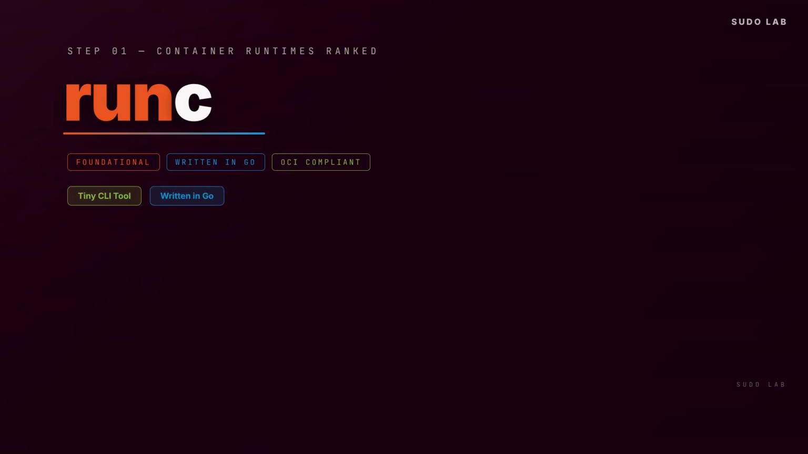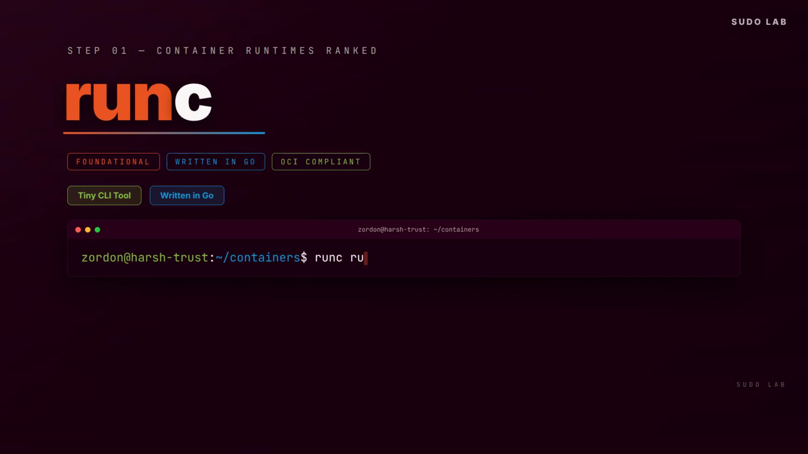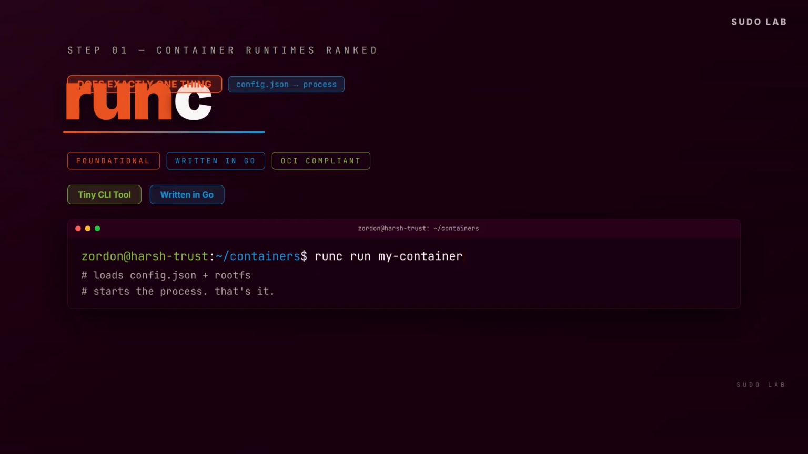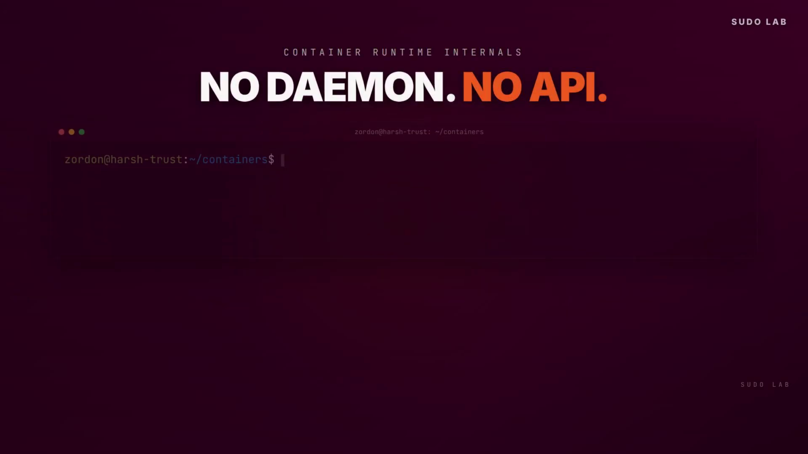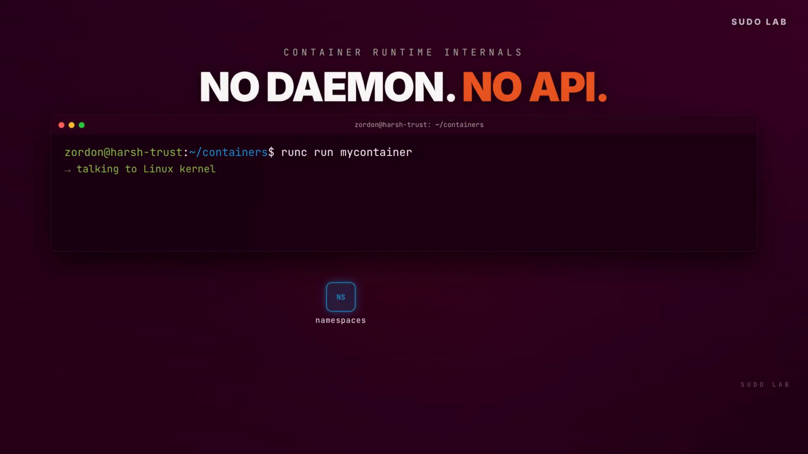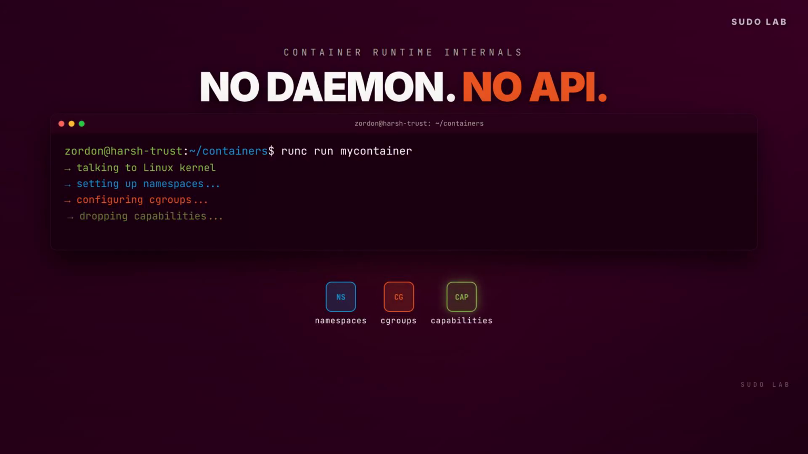First up is runc, and runc is so foundational that most people using containers every day have never typed its name once. It's a tiny command line tool, written in Go, that does exactly one thing. It takes a container configuration and actually starts the container. That's it. It talks to the Linux kernel, sets up the namespaces, configures the cgroups, drops the right capabilities, and hands you a running process.